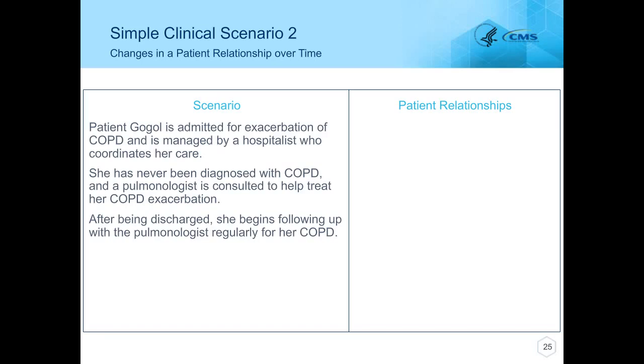In scenario 2 and the following, we will show how the patient relationship categories are dynamic and can capture changes in patient relationships over time. The scenario here: patient Gogol is admitted for exacerbation of COPD and is managed by a hospitalist who coordinates her care. She's never been diagnosed with COPD, and a pulmonologist is consulted to help treat her COPD exacerbation. After being discharged, she begins following up with a pulmonologist regularly for her COPD. In the next slide, let's review the patient relationships here.